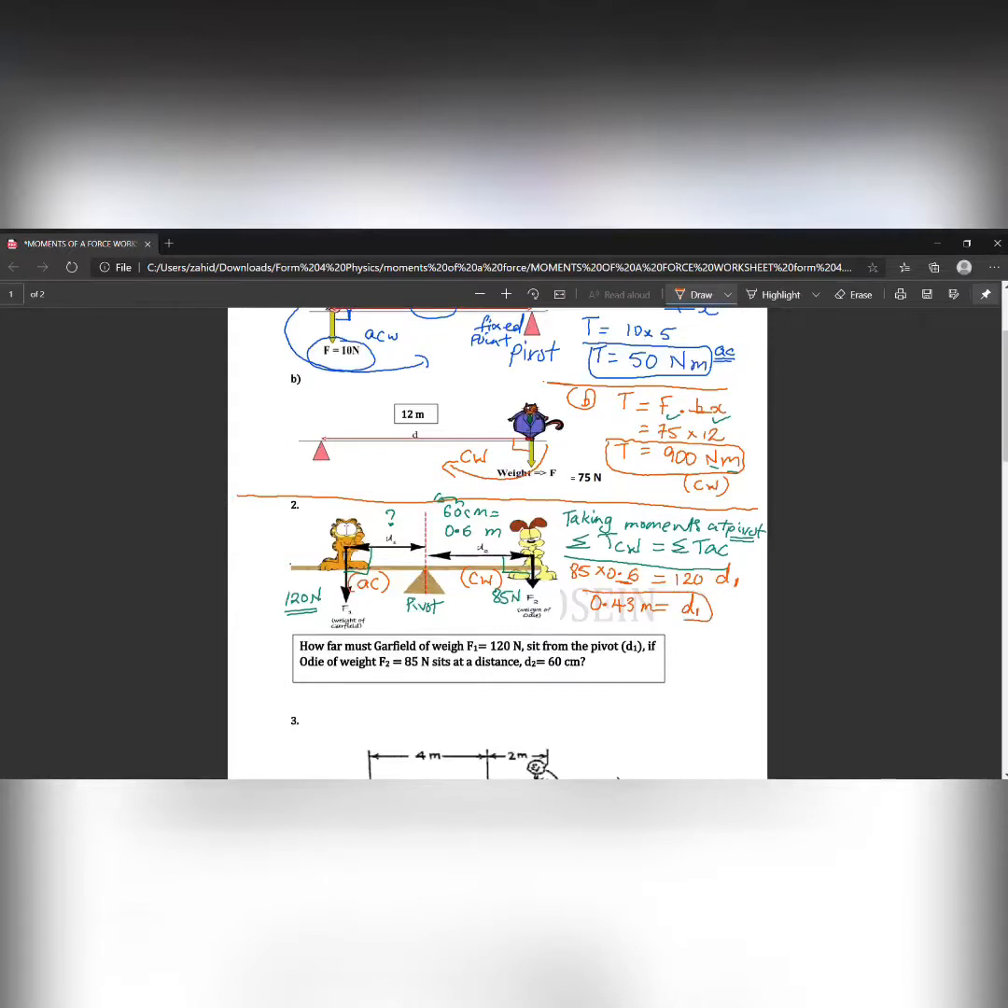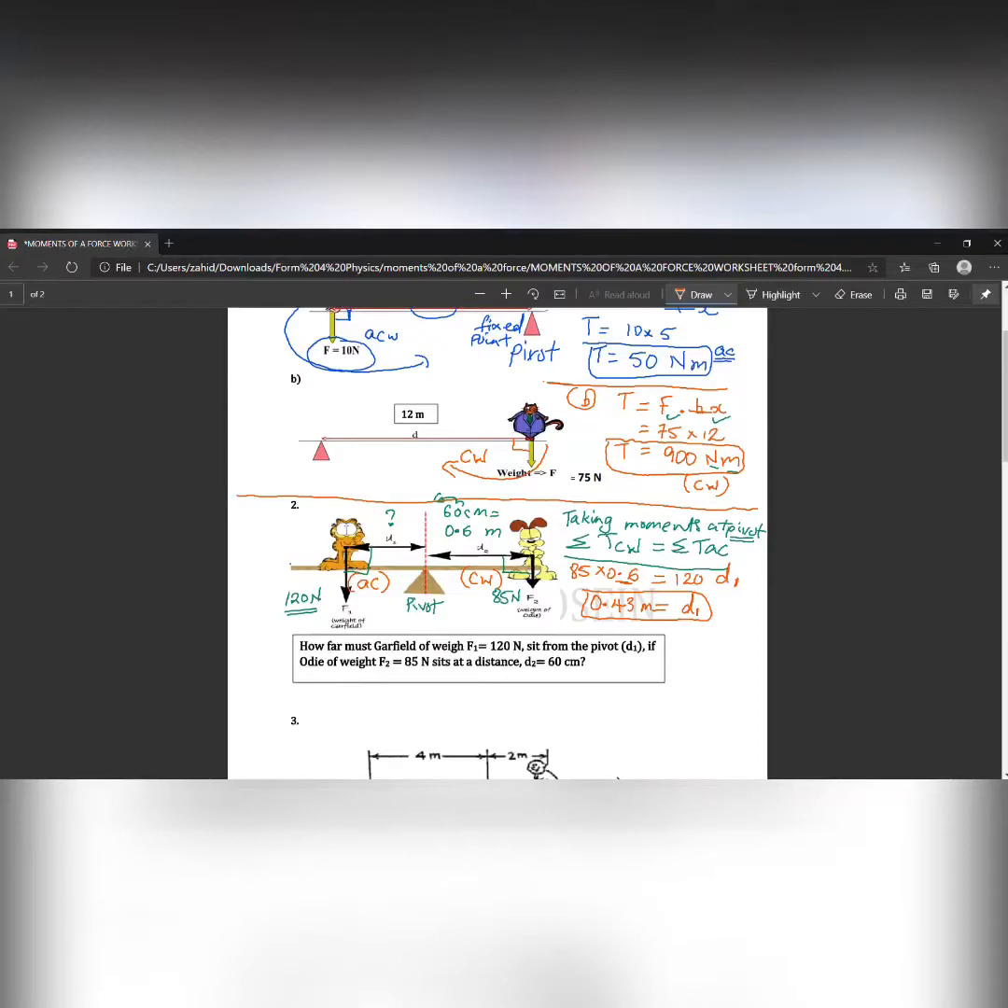So let's double check something. He is heavier, isn't he? Garfield. He's 120 newtons. So you would expect that he's a shorter distance away from that pivot for him to actually have the same moment as Odie, who is a bit further off from that pivot and has a smaller value for weight or force.